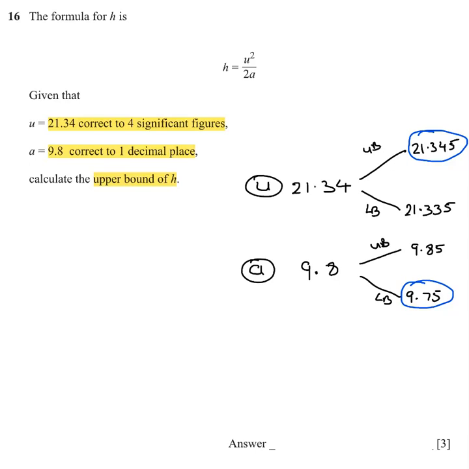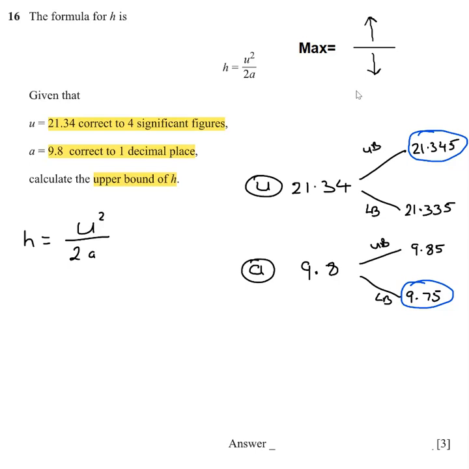Okay, so for this one, I've started with the formula. Now to get the maximum of it, we need to have the maximum at the top and the minimum at the bottom of the fraction. So what you're doing is trying to create a bigger gap between the numbers as much as possible to get the biggest number out of it.